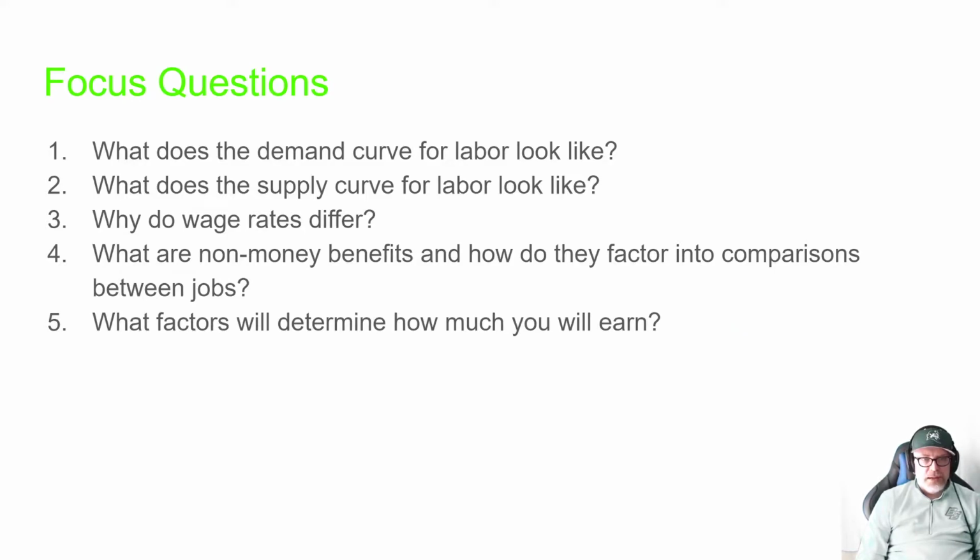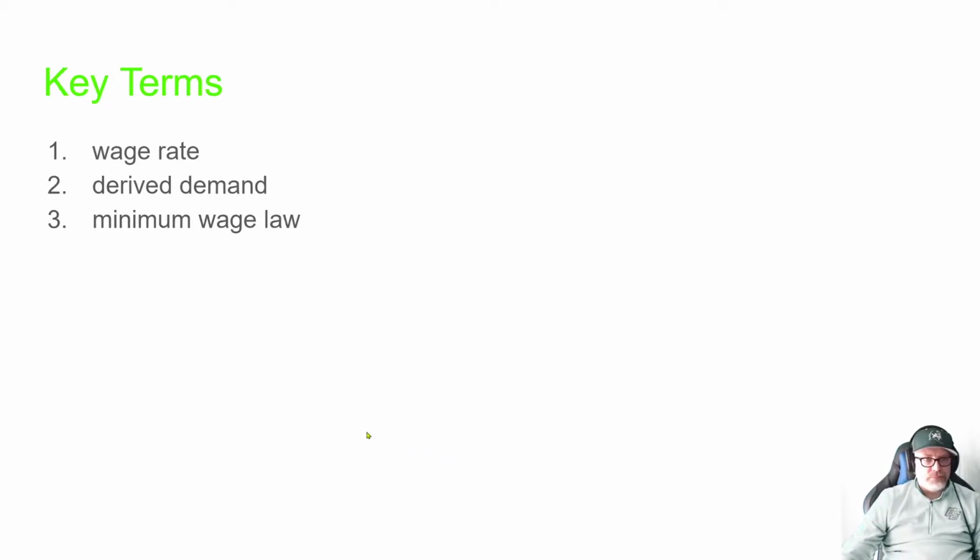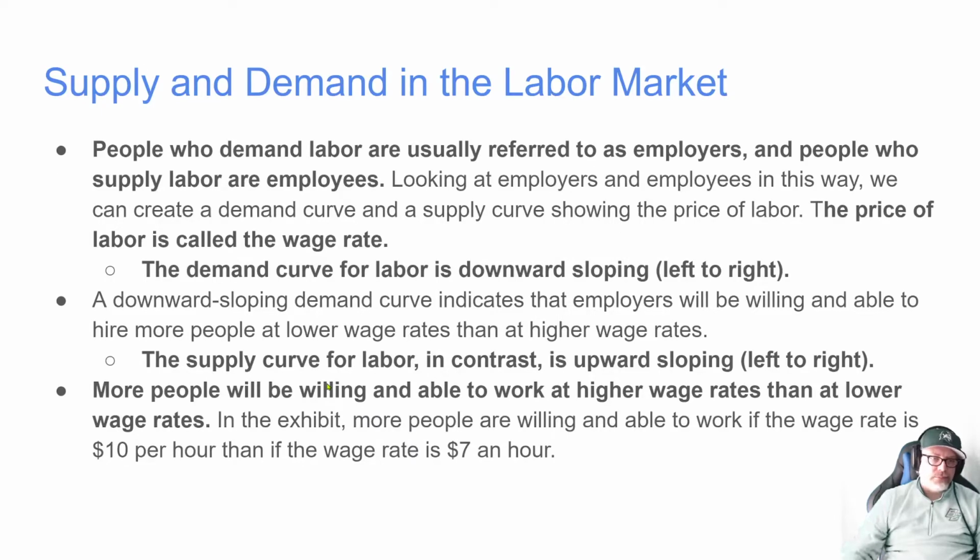First is, what does the demand curve for labor look like? Second is, what does the supply curve for labor look like? The third, why do wage rates differ? Fourth, what are non-money benefits, and how do they factor into comparisons between jobs? And then the last question is, what factors will determine how much you will earn? We have 3 key terms: wage rate, derived demand, and minimum wage law.